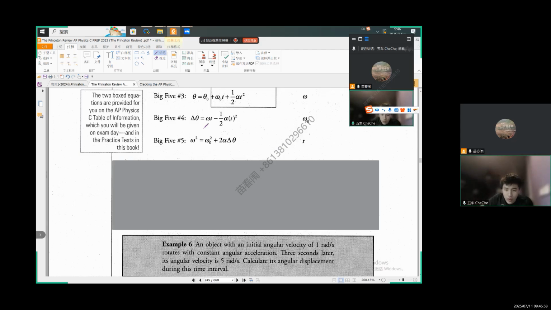Okay, so an object with initial angular velocity of 1 radian per second rotates with a constant acceleration. 3 seconds later, the angular velocity is this. Calculate the displacement. So what is missing? No, it's not acceleration. Wait, it might be acceleration because it says it's constant. Oh, it doesn't give you that. It's asking for angular displacement.